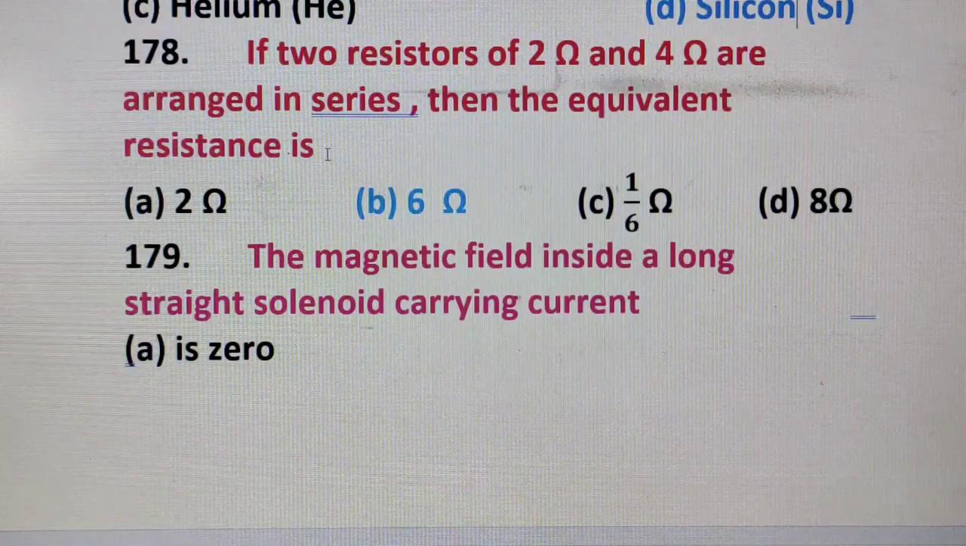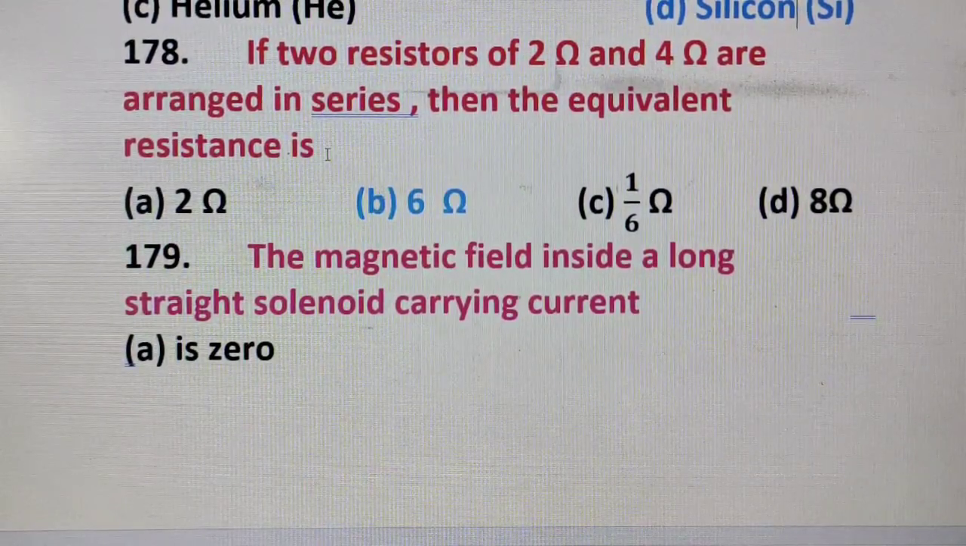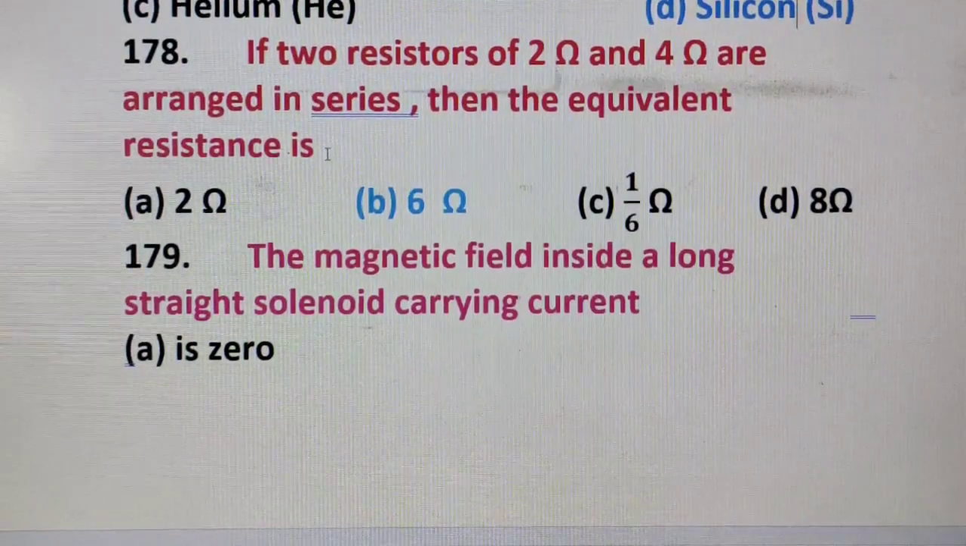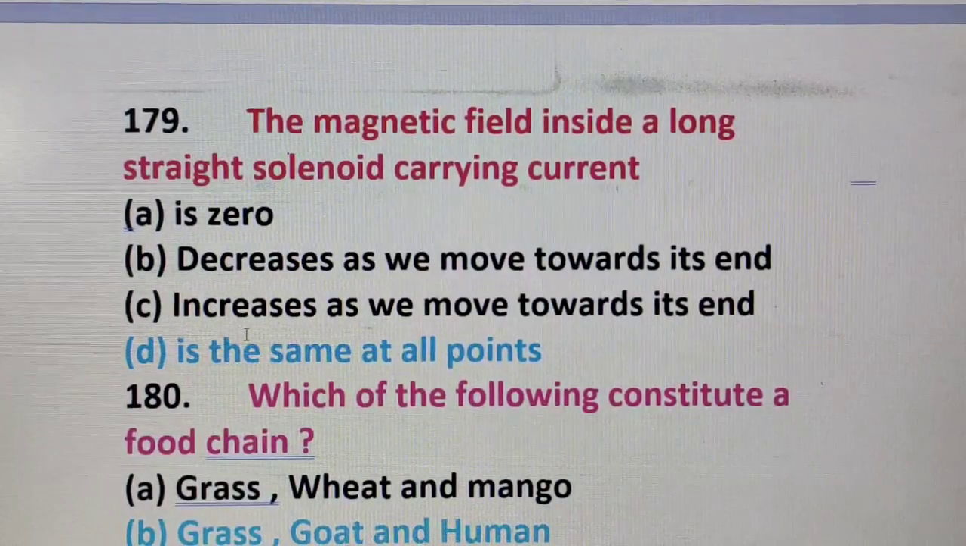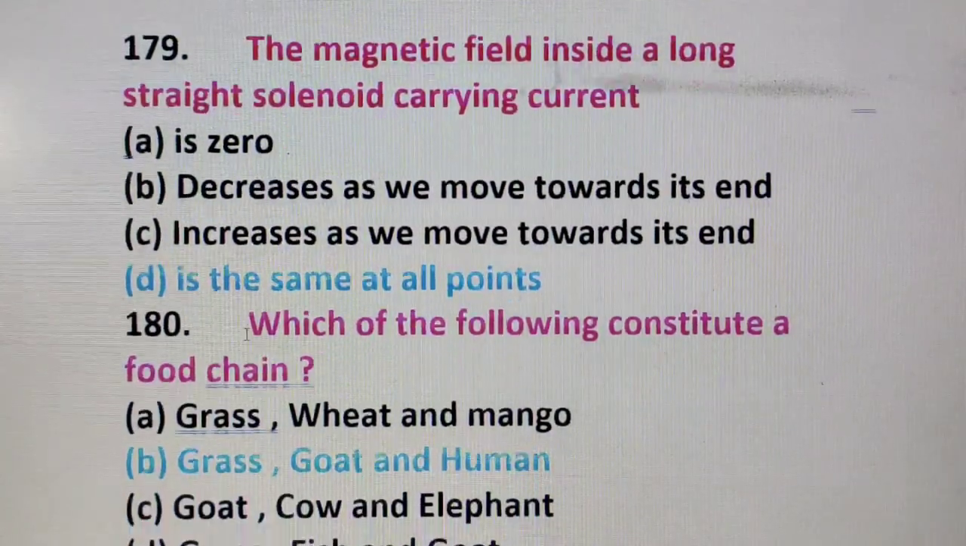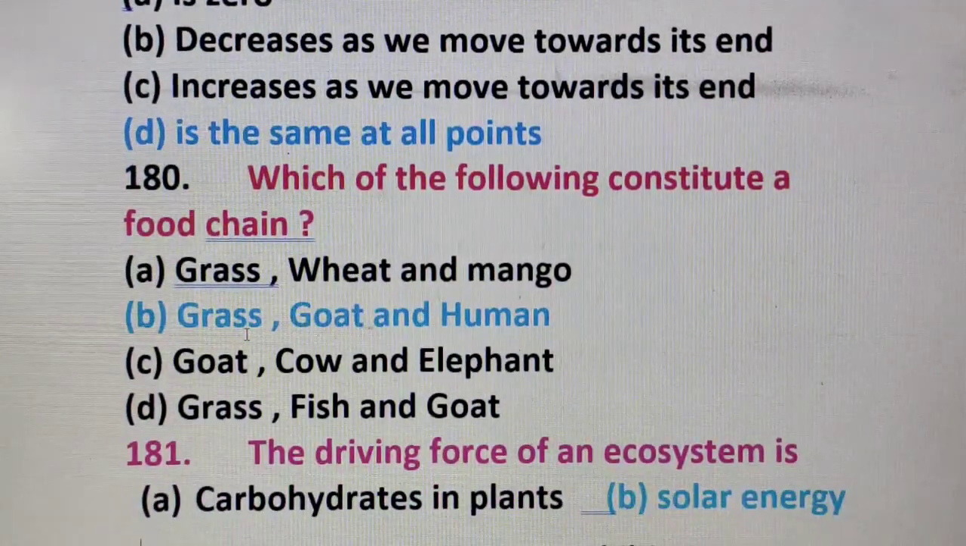We know that when resistances are connected in series, we can find the resistance by adding up, that is R equal to R1 plus R2. Here 2 plus 4, that is 6 ohm. The magnetic field inside a long straight solenoid carrying current is same at all points. Which of the following constitute a food chain? Here grass, goat and human being will constitute a food chain.